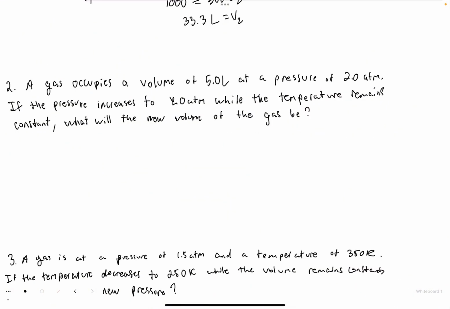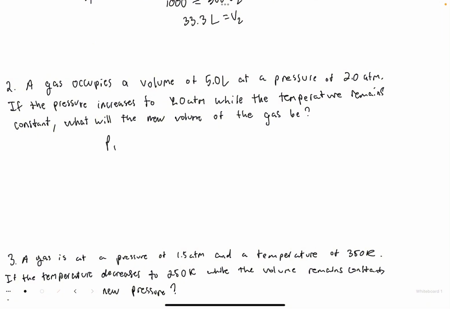A gas occupies a volume of 5 liters at a pressure of 2.0 atm. If the pressure increases to 4 atm while the temperature remains constant, what will the new volume of the gas be? So if the temperature is remaining constant, you would have to use Boyle's law in this one.